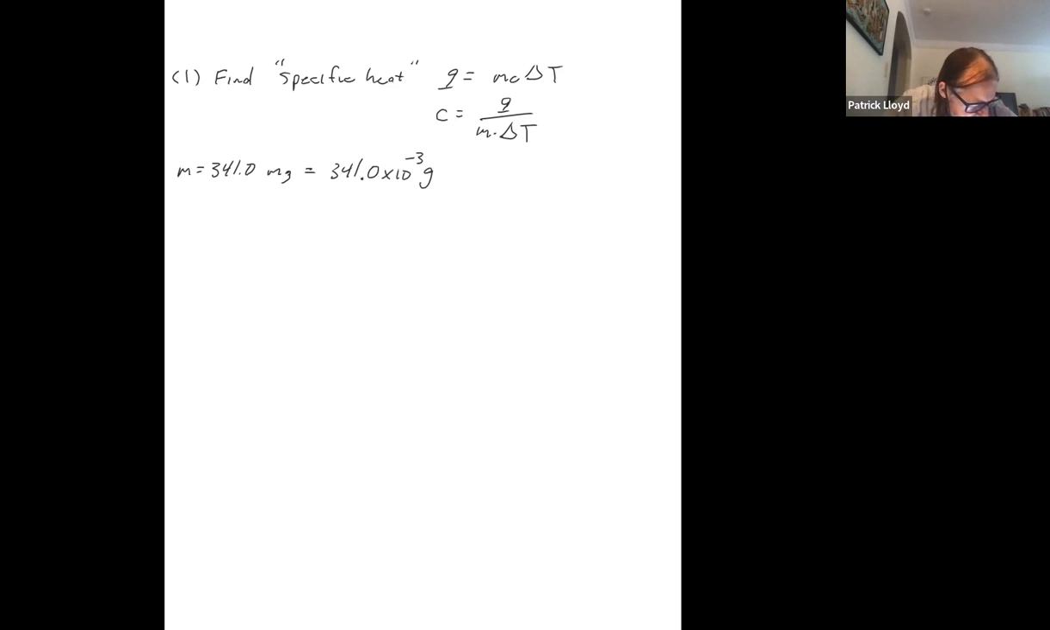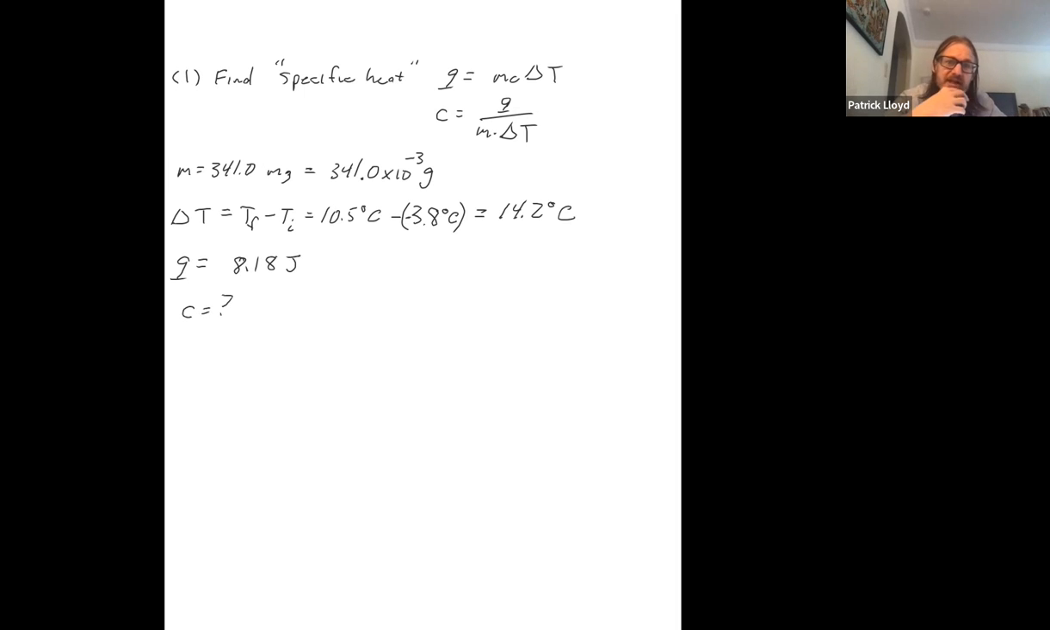The temperature, so delta T. Hopefully you got that down. It's final minus initial. So that would be 10.5 minus a minus 3.8. It's going from a negative temperature. So that would be 14.2 degrees C, okay? So you got your delta T, and then they tell you the heat is Q, 8.18 joules. And then they want you to find C, okay? So we've done that already, right?